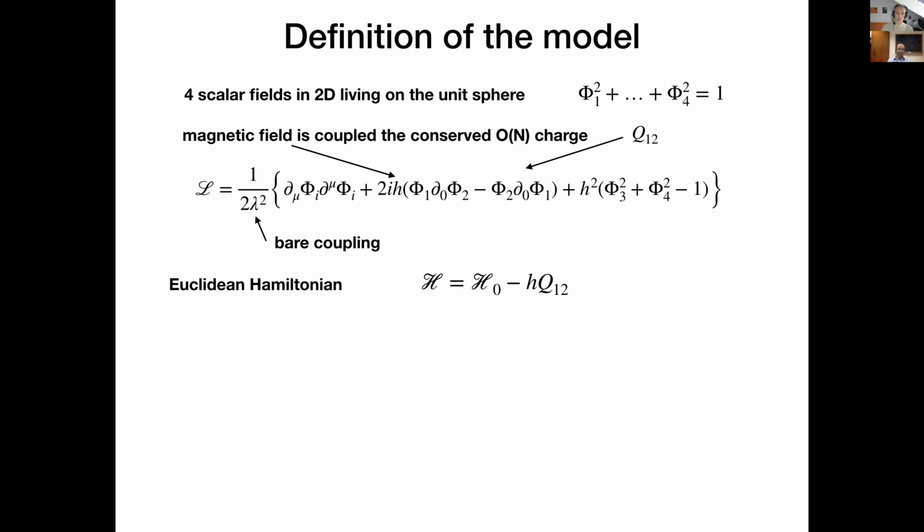So what is this model? In the case of the O(N) model, you have N scalar fields in 2 dimensions. In the O4 model, you have 4 scalar fields. They are living on the unit sphere. And then you would like to couple this theory to a magnetic field. So this is the Lagrangian density. It has basically the free part together with the constraint. And this is the Euclidean version.